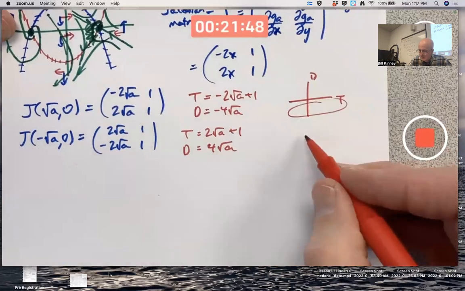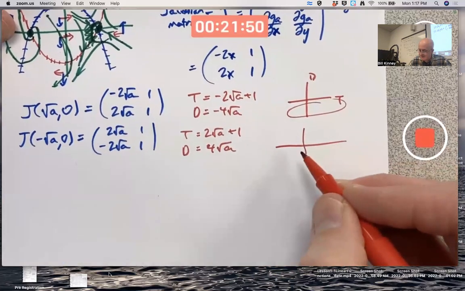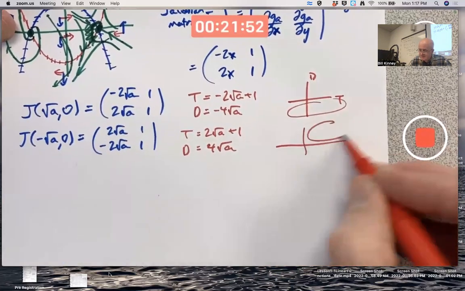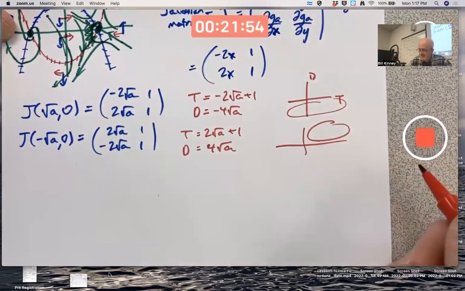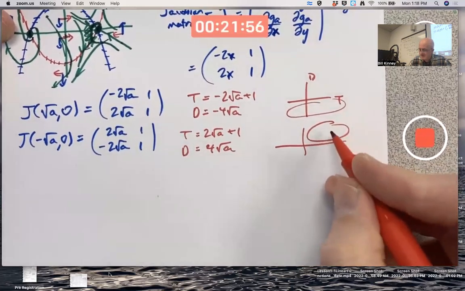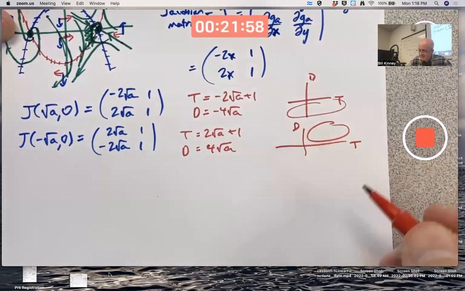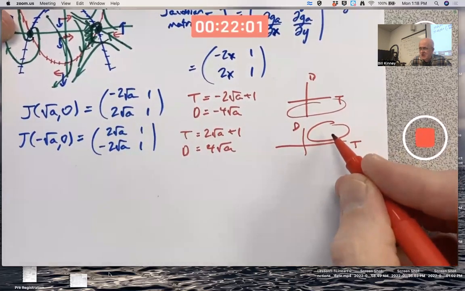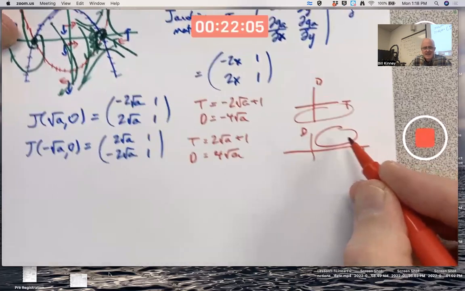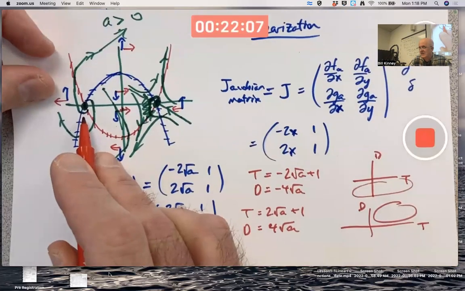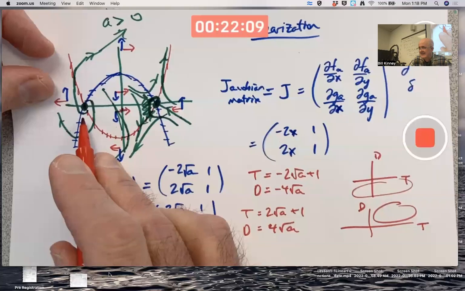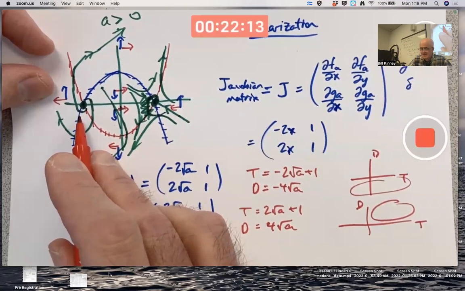On the other hand, with this one, the determinant is positive and the trace is positive. You're up here. For sure, it's a source. Is it a spiral source or a real source? Seems to be a spiral source, but maybe looks could be deceiving. Is there a way to know for sure?